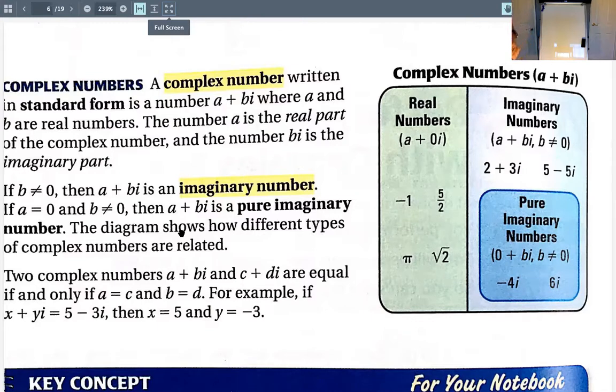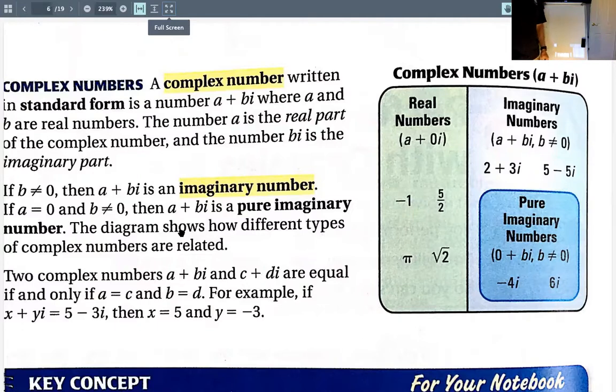Now, what if a is 0? If a is 0, you don't have any real part to the number. So they call that a pure imaginary number when you don't have an a there at all. So if you just have bi, that's it.